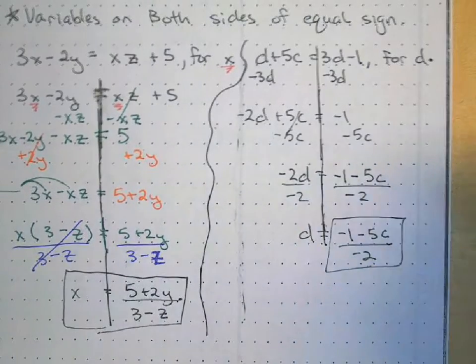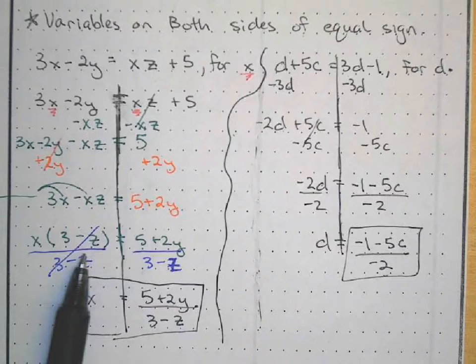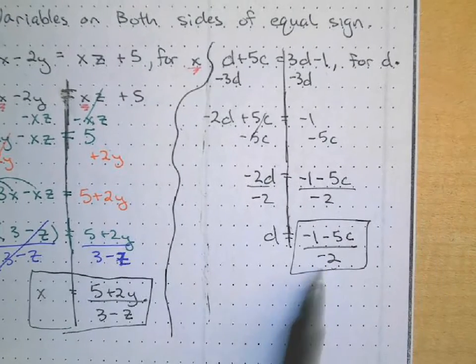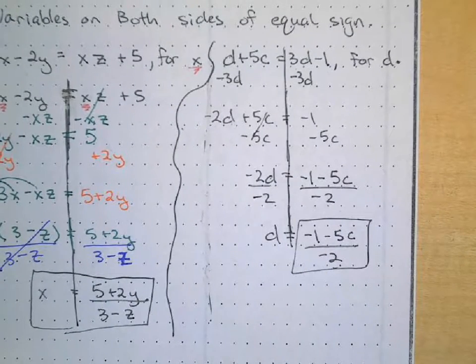That's how we do that. So here's the problem to the left where I have to factor out the x, and here's a problem on the right where I can combine like terms.